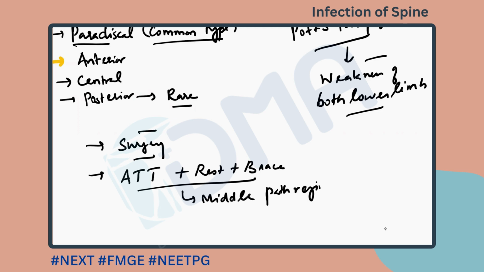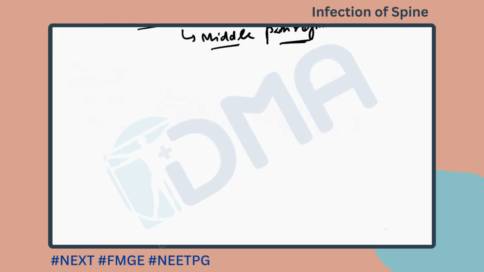So you try to treat the TB spine by giving only drugs and braces, no surgery. So such a regimen is called middle path regimen. Okay. So this is about the TB spine.